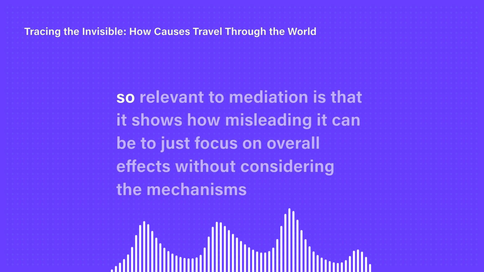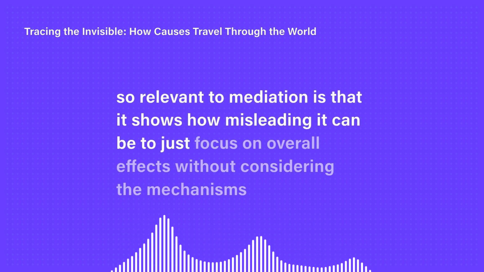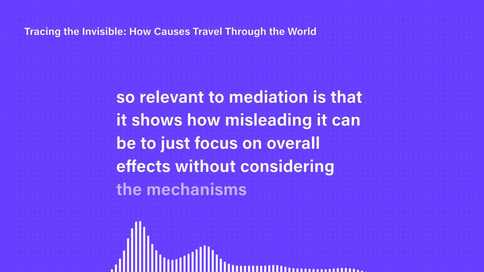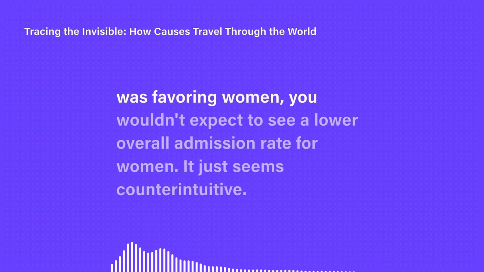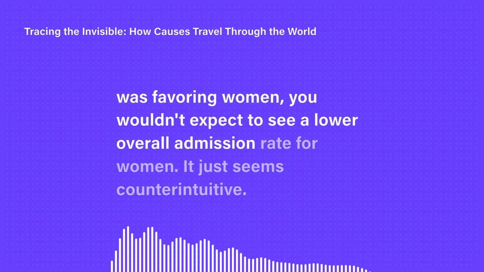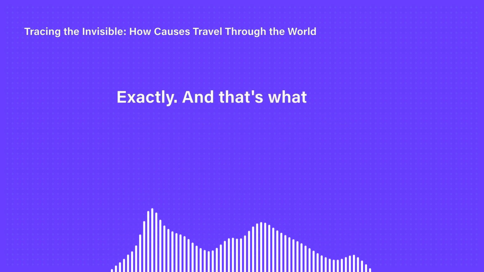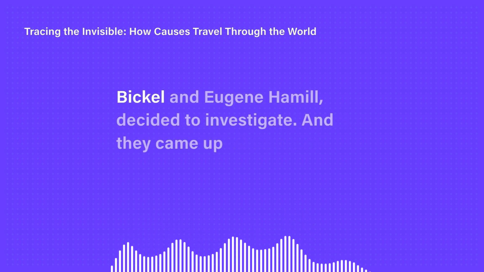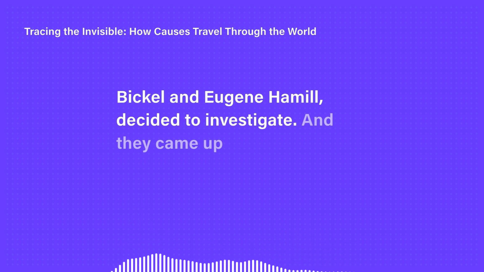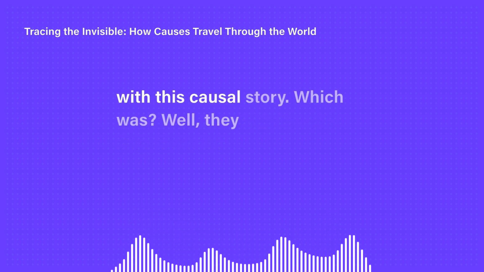And what makes it so relevant to mediation is that it shows how misleading it can be to just focus on overall effects without considering the mechanisms at play. Right, because if each department was favoring women, you wouldn't expect to see a lower overall admission rate for women. It just seems counterintuitive. Exactly. And that's what made people suspicious that something else was going on. So two statisticians, Peter Bickel and Eugene Hammel, decided to investigate. And they came up with this causal story.